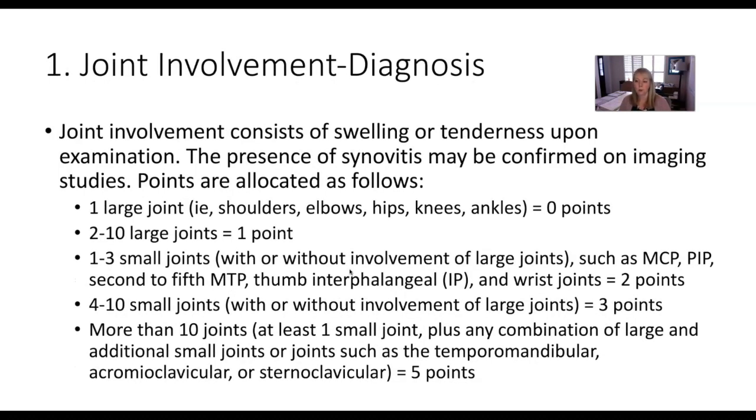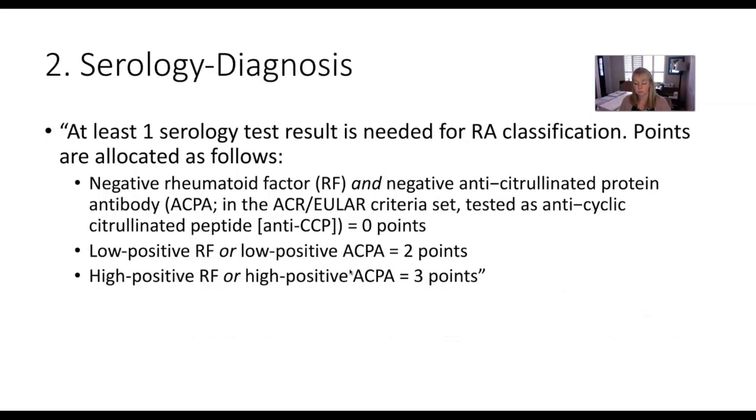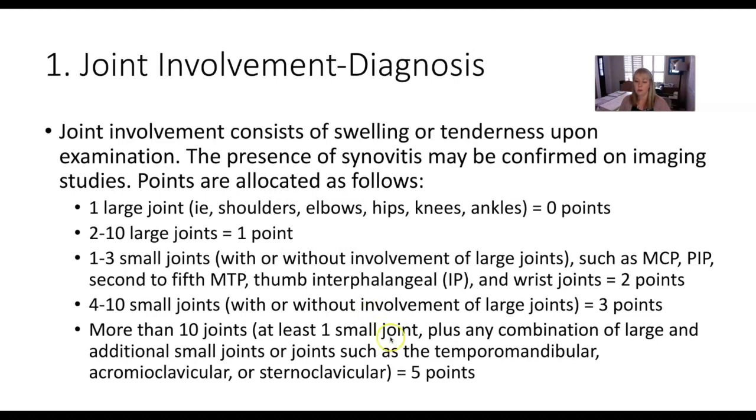So number 1 is joint involvement. You do your thorough exam, and if they have swelling or tenderness on exam, then that will count. So as you can see, if you have 1 large joint, then that's 0 points. If you have 2 to 10 large joints, that's a point. 1 to 3 small joints, each one gets a point, or you give it 1 point. And as you can see, more than 10 joints would be at least 1 small joint plus any combination of large and additional small joints.